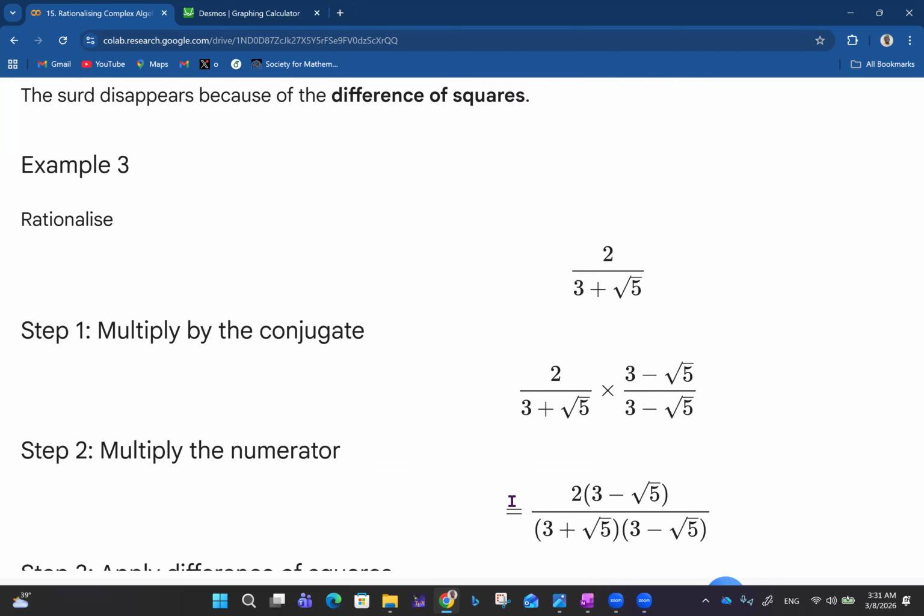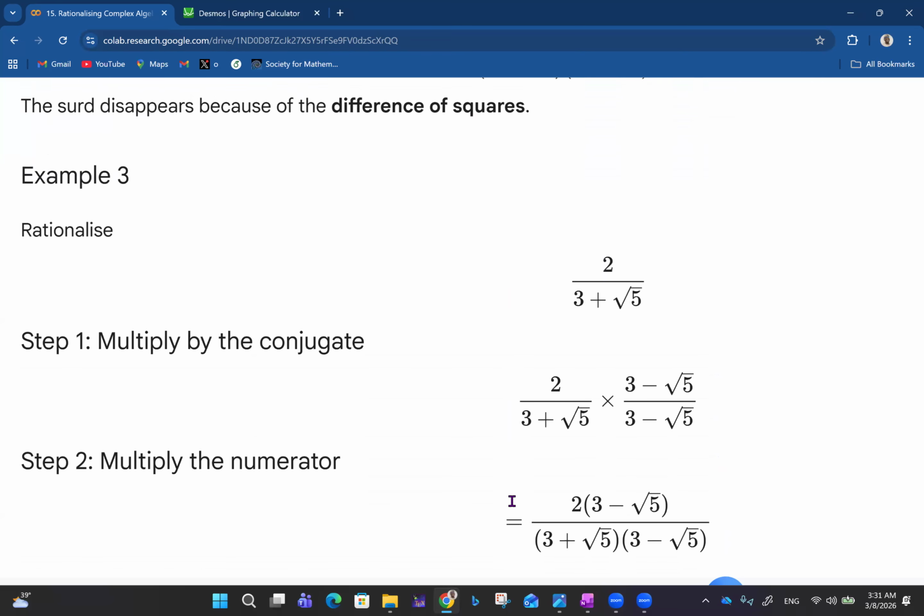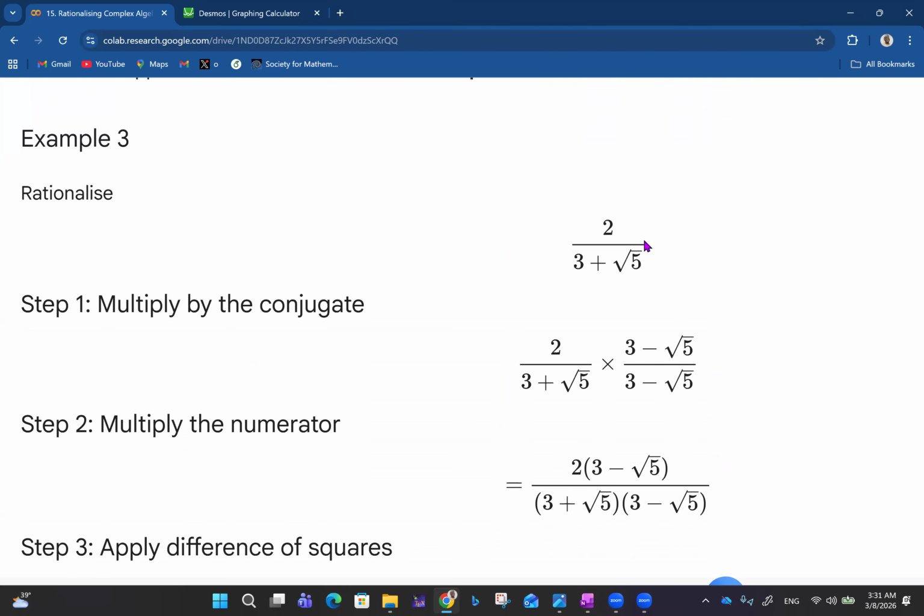So example 3, talking about that now, will be something like this. You have 2 over 3 plus root 5 multiplied by the conjugate. The conjugate of 3 plus root 5 is 3 minus root 5. So you have to say 3 minus root 5 over 3 minus root 5. This is as good as 1. If you multiply something by 1, it doesn't change. The form changes, but the essence doesn't change. So you have 2 times (3 minus root 5) all over (3 plus root 5) times (3 minus root 5).